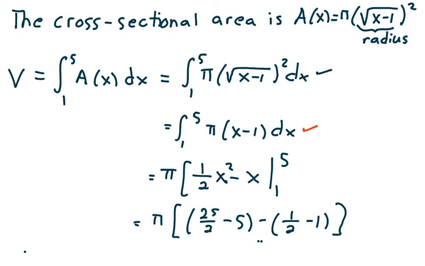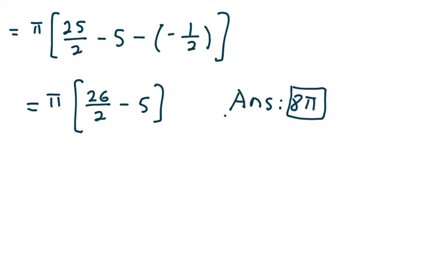If I pull the pi out in front, I get pi times the quantity (1/2 x squared minus x), evaluated from 1 to 5. So I get pi times the quantity: now I'm going to plug 5 in for x. I get 25 over 2 minus 5. If I plug 1 in for x, I get 1/2 minus 1. And I'm going to subtract those results. And when I simplify, you will come up with 8 pi. And that's the answer to problem 13.